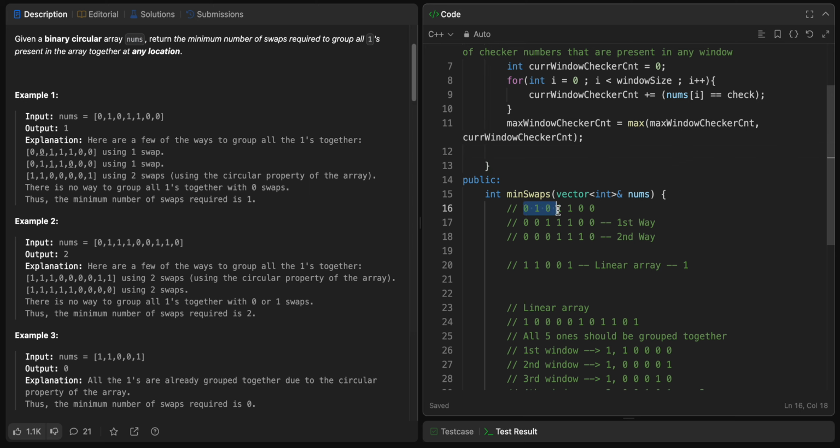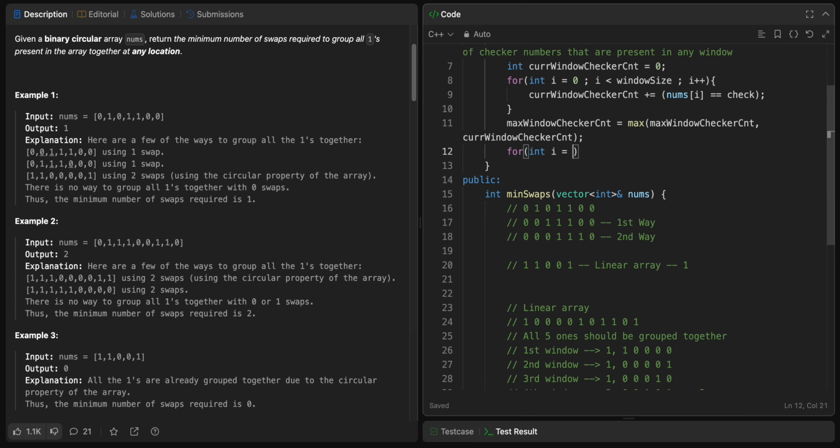First, our sliding window would be here, which is of size 3 only, no? First, our sliding window would be here. So we counted, if our checker element is 1, then max window checker count will be having 1 currently. And then we'll proceed further. So our window will be this. So we'll remove this element and we'll add this element. So how will we do that? And where we are starting from for the second iteration is at the first index.